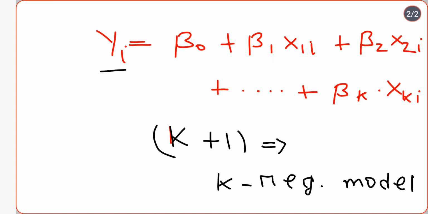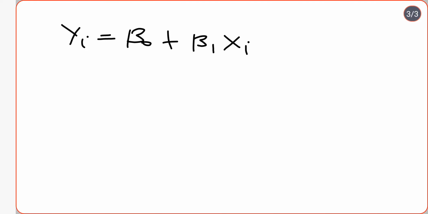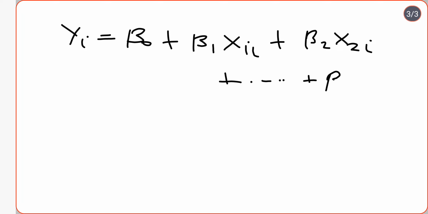Now if I want to form this model, if I want to form an equation of yi equals beta 0 plus beta 1 x1i plus beta 2 x2i, and there are other variables, and it continues up to beta k xki, plus the error term, which is obviously there.